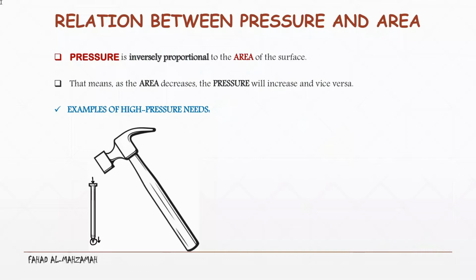Now, any other example? Yes, we have the knife. Sometimes you will see that both sides are equal, but actually it's not. If you look carefully at the knife, you will see one side is very sharp, and the other side is not. So this very small area will exert more pressure when cutting things with the same force.